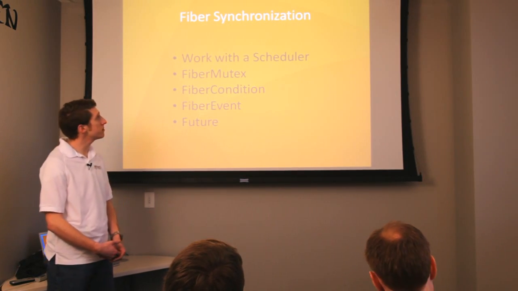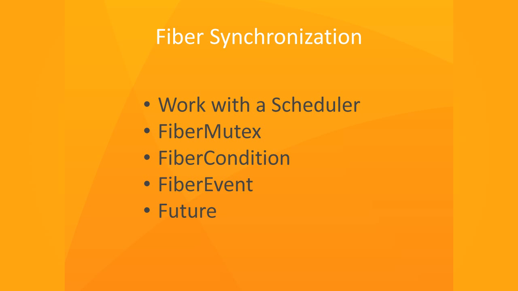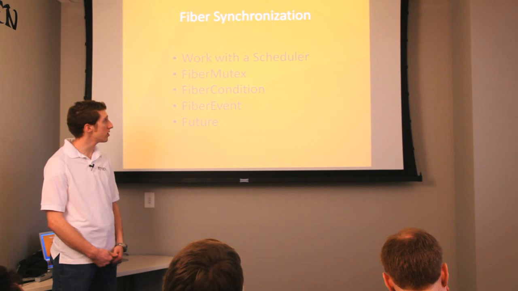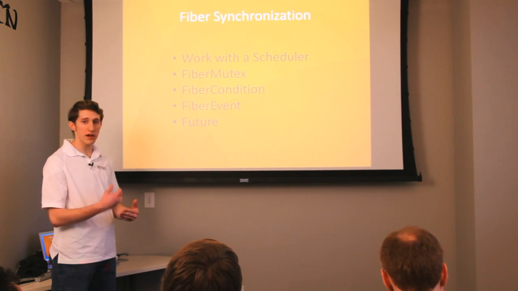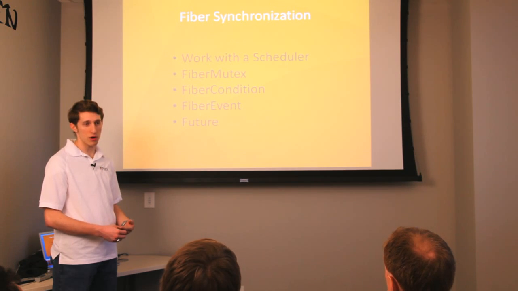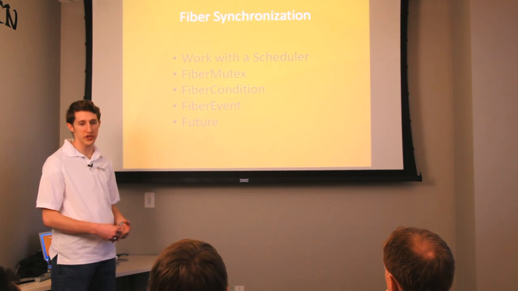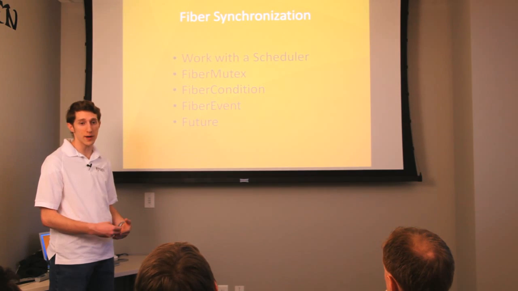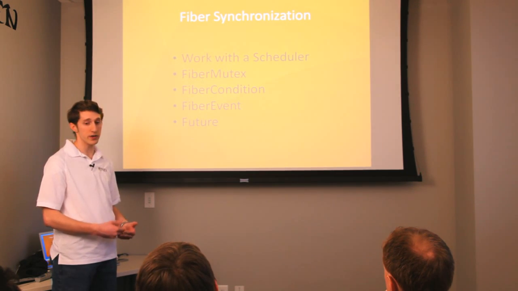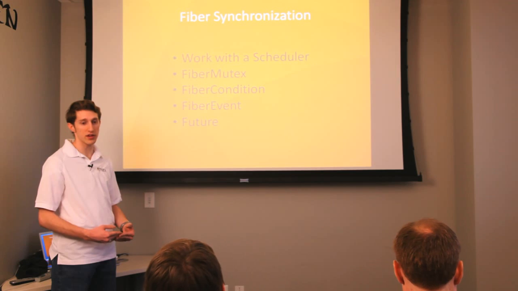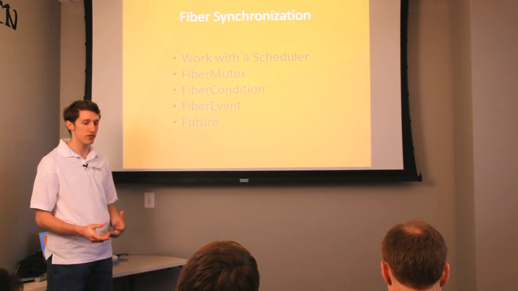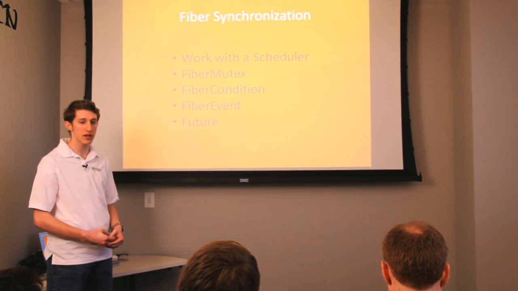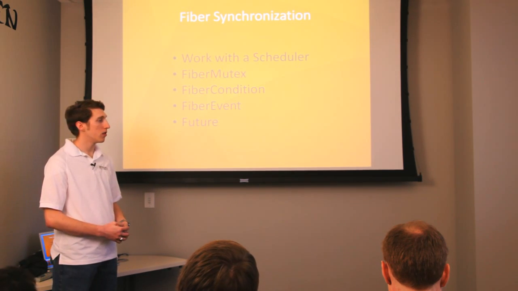Fiber synchronization is, you have your thread synchronization, mutex, semaphores. We have the same thing with fibers. You have to have a scheduler. Fiber mutex, instead of blocking, when it can't acquire the fiber mutex, it will yield to the scheduler and let other fibers run. And then when somebody releases that mutex, it then schedules the next person waiting for the mutex. It's very deterministic. It's first in, first out.